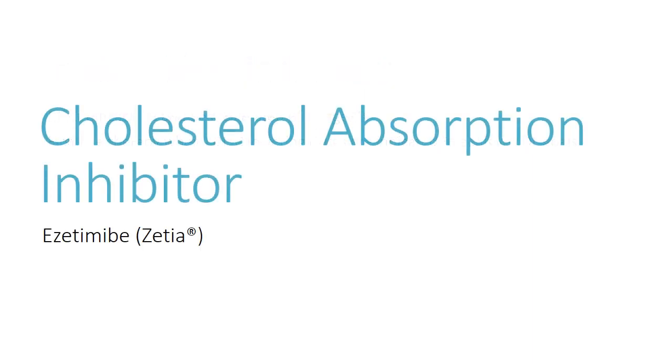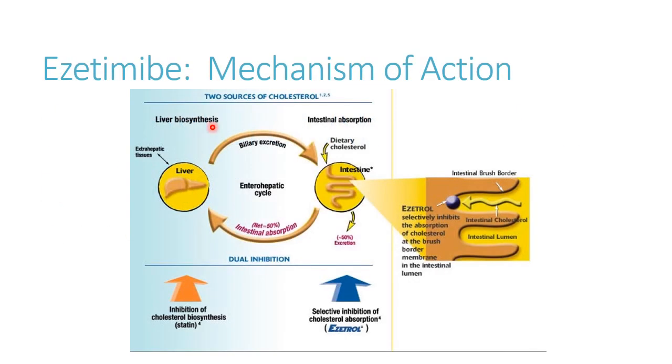So if you couldn't use, say, a statin, or maybe you're not getting the results you're looking for with statins alone, we can also add on some of these other drugs. The first one we're going to look at is a cholesterol absorption inhibitor. The main drug in this category is going to be Ezetimibe or Zetia. The way this one works is by blocking intestinal absorption of cholesterol.